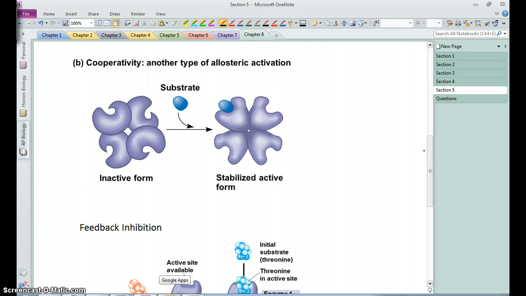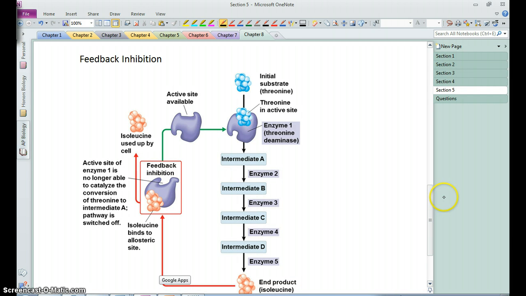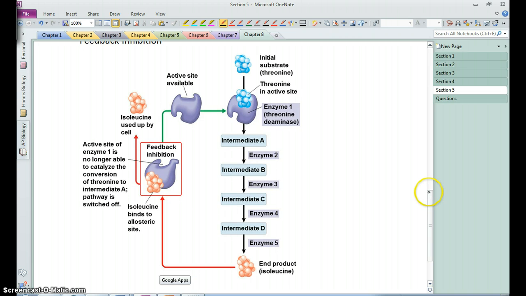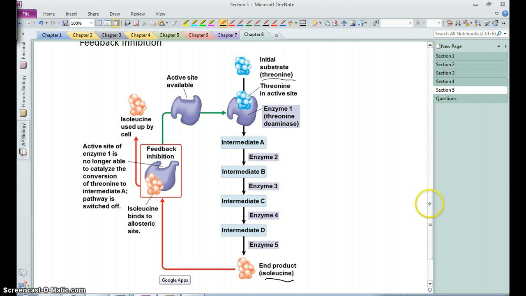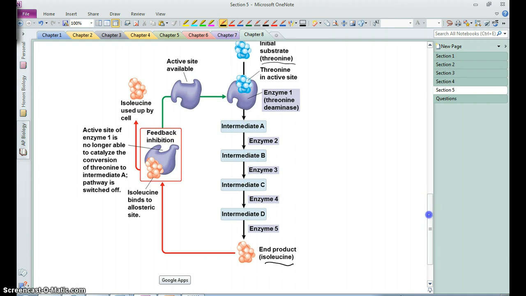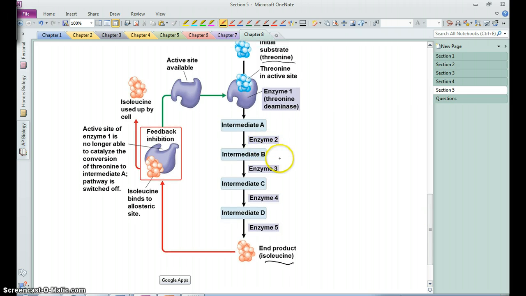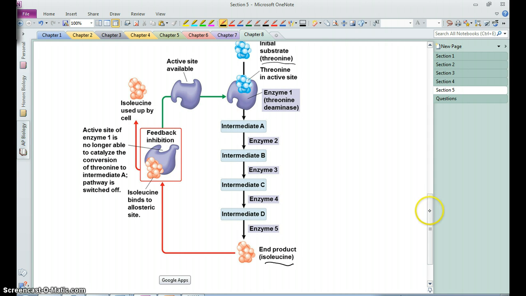Okay, so another thing about enzymes and biochemical pathways. Here we have a biochemical pathway, and the substrate is a compound called threonine, and we're going to turn it into isoleucine. These are two different amino acids, so we're converting one to the other. You've got a series of steps in this biochemical pathway, and an enzyme at each step facilitating the reaction. So the goal is to make isoleucine.